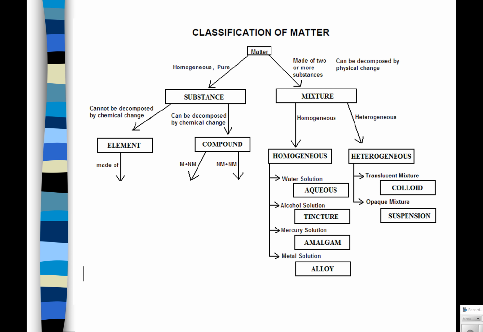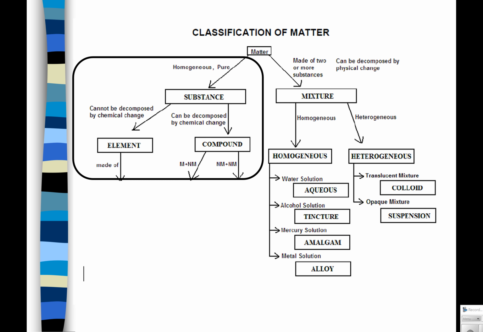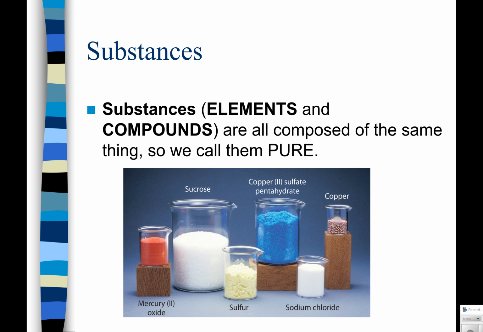Now we'll take a look at a couple different types of matter. We can classify matter in two major categories: substances and mixtures. And we're going to take a look at substances first. Substances are considered homogeneous, meaning that they are the same or have a uniform composition, and they are considered pure. There's two different types that we'll take a look at. First one are elements and compounds. They're all composed of the same thing. That's why we call them pure.